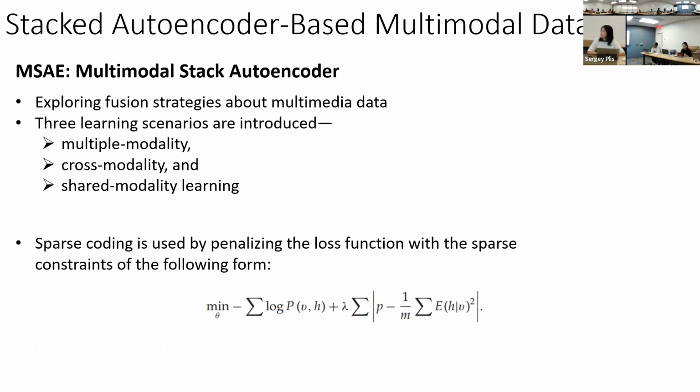In the stacked autoencoder architectures, the multimodal stacked autoencoder is the most representative multimodal deep learning fusion. This model is to address two fusion problems, the cross-modality and the shared modality representation learning. So they introduce three learning scenarios. The first is multimodal learning, and then cross-modality and shared modality learning. Furthermore, in each scenario, to learn effectively, a sparse autoencoder is used to realize the loss function with the sparsity constraints of the following form.